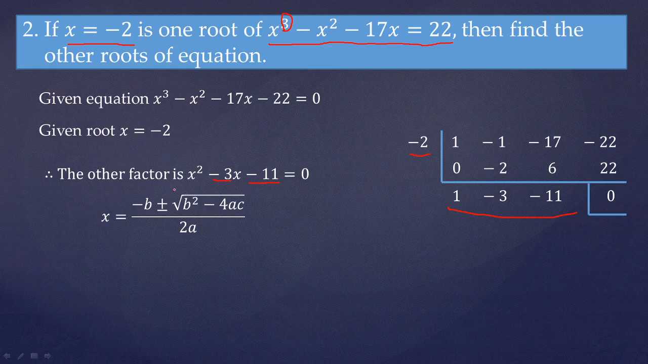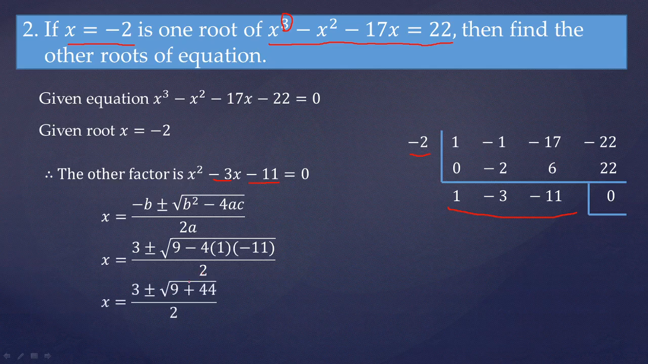So we can't straight away derive the values of x; in this case we should go for the formula x is equal to minus b plus or minus square root of b square minus 4ac divided by 2a. The b value is minus 3, so minus into minus gives plus: 3 plus or minus square root of minus 3 the whole square, which gives 9, minus 4 into 1 into minus 11, divided by 2 into 1, which gives 2. So the values of x are 3 plus or minus square root of 53 divided by 2.